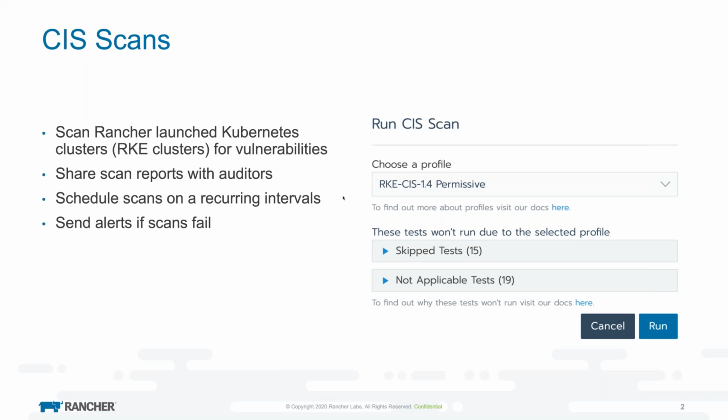Once you have your CIS scans configured to be passing how you want them to be, the next step is usually to schedule these scans, so that as time goes on, if any changes are made to your cluster, you can make sure you're still within compliance. And say someone does make a change and it starts to fail, you could use the alerts within Rancher to notify you that your scans are starting to fail, so something has changed in your cluster.